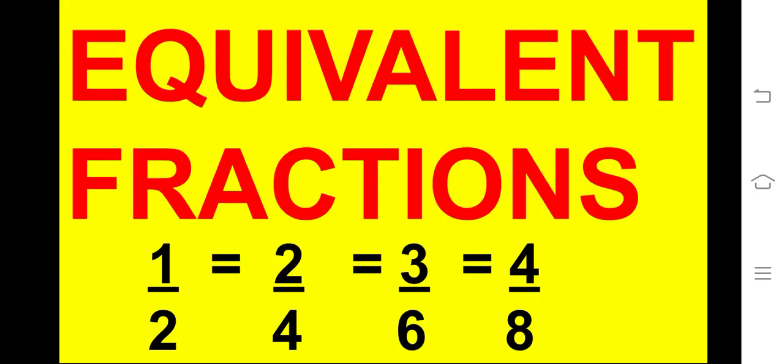Okay. Now we are going to learn equivalent fractions. Fractions which indicate the same value are called equivalent fractions. Here half is equal to 2 by 4. It is equal to 3 by 6. It is equal to 4 by 8. So half is equal to 2 by 4, 3 by 6 and 4 by 8. This is called equivalent fractions. When they show the same value, then they are called equivalent fractions.